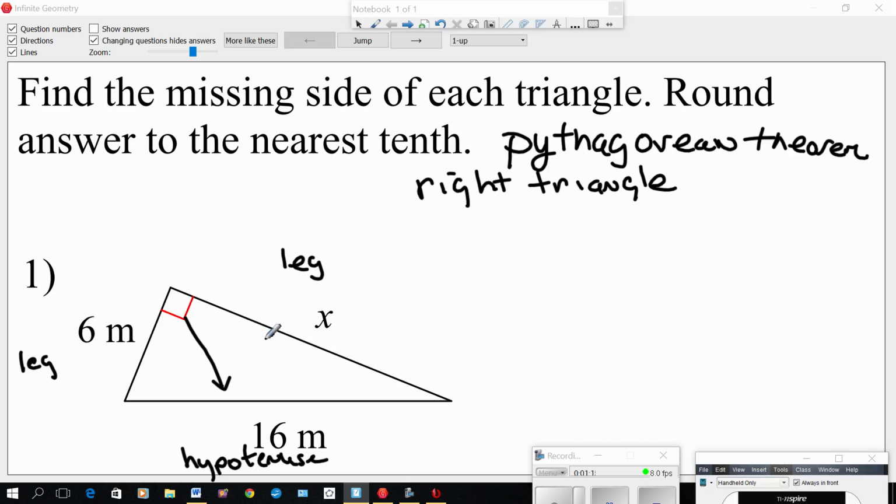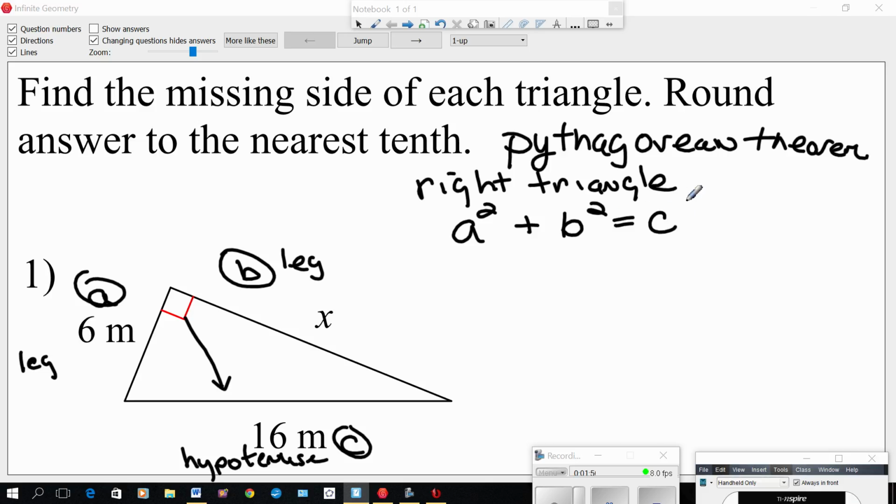And we use letters to designate these sides. It doesn't matter which leg you call A or which leg you call B, but usually it's A, B, and then the hypotenuse is always C. So those are the letter designations. And the formula is A squared plus B squared equals C squared: your leg squared, plus your other leg squared, will equal your hypotenuse squared.